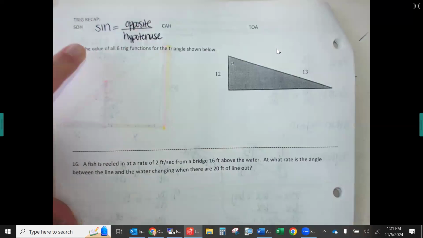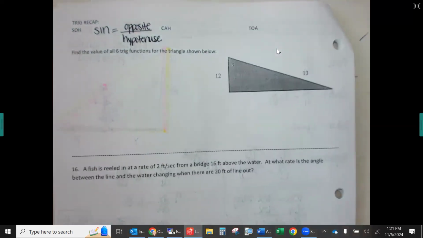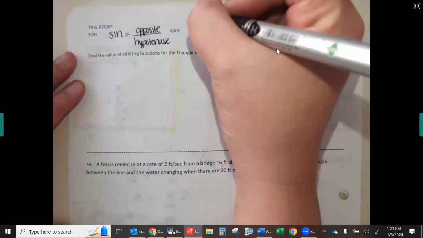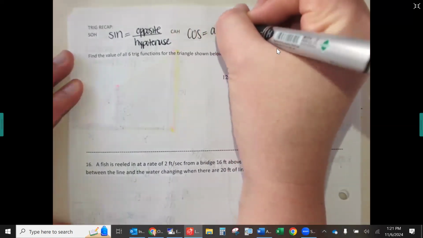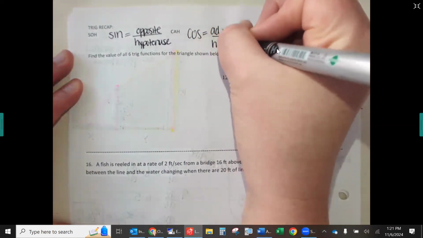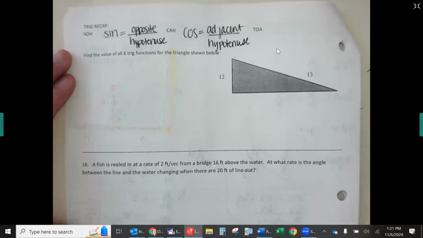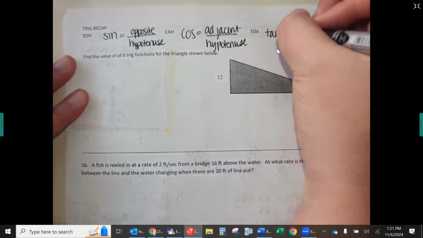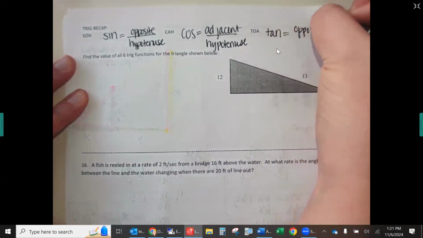If you know that, you'll remember what the rest stands for, you just put O over H. What does CAH stand for? Cosine equals adjacent over hypotenuse. And then TOA? Tangent equals opposite over adjacent.